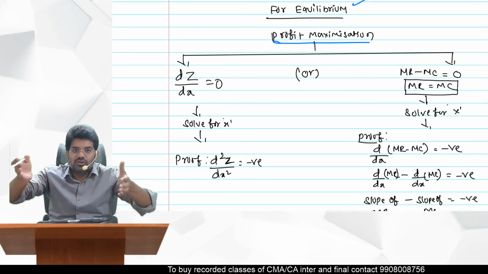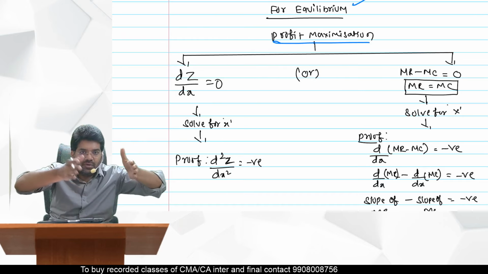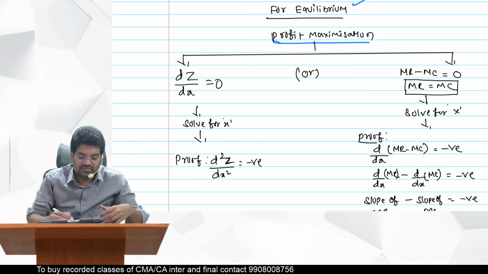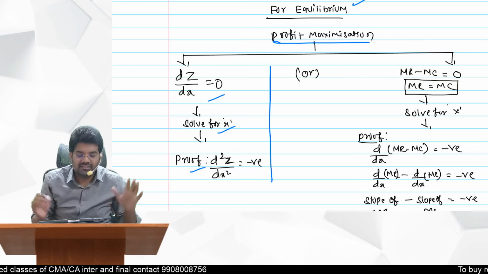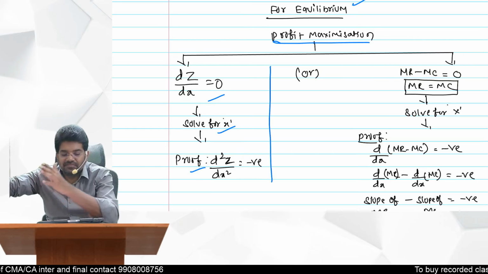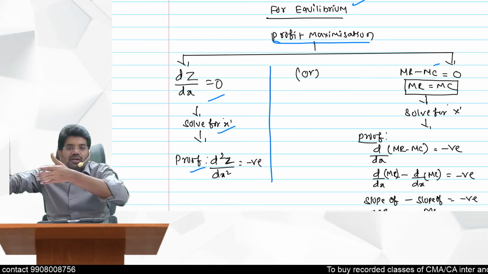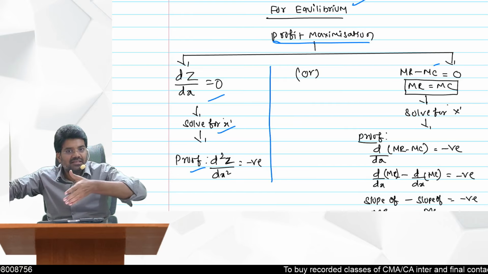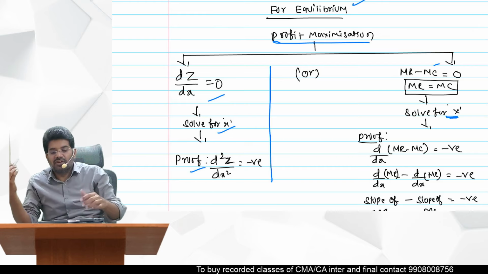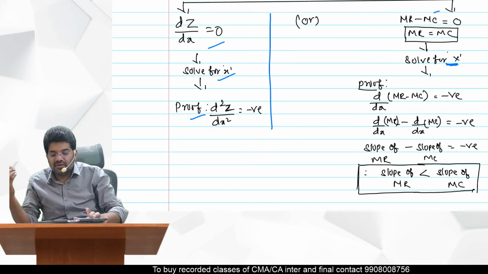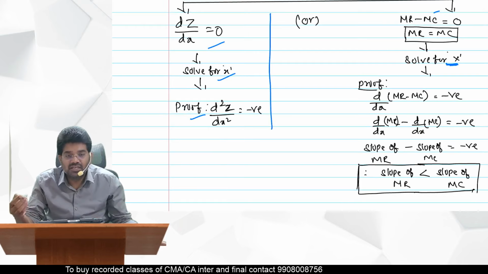So there are two alternatives to do that. One is to take the profit equation, equate its derivative with 0, solve for x, then prove that the second derivative is negative. Or what else you can do: MR minus MC is equal to 0, equate MR is equal to MC to get the x value. If you equate MR is equal to MC, then solve for x.